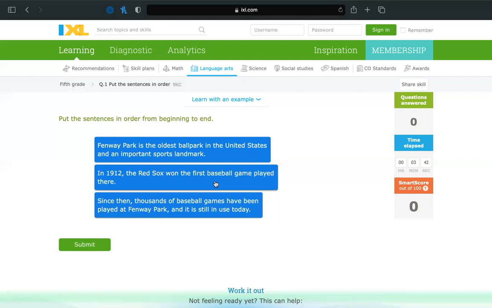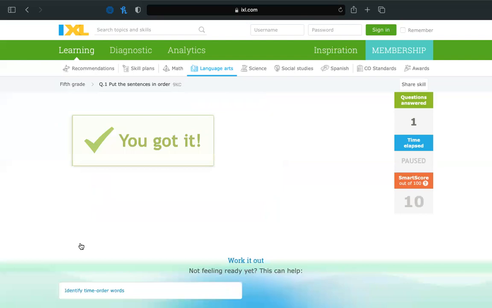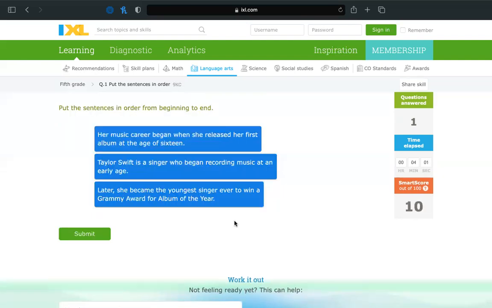Now if we read all of these sentences from beginning to end, the passage should make a lot more sense. Fenway Park is the oldest ballpark in the United States and an important sports landmark. In 1912, the Red Sox won the first baseball game played there. Since then, thousands of baseball games have been played at Fenway Park, and that is still in use today. So let's go ahead and submit it. And we got it.